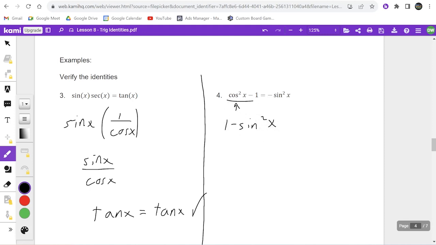Everyone see what I did? I just replaced cosine squared x with 1 minus sine squared x because that's a Pythagorean identity. And then minus 1. The 1's cancel here because even though this is in parentheses, it doesn't really matter. I just have negative sine squared x equals negative sine squared x. Check mark. We're done. And again, the reason why is because of the Pythagorean identity. That was an easy one. Most trig identities take way more than just 2 lines. Any questions on that one?